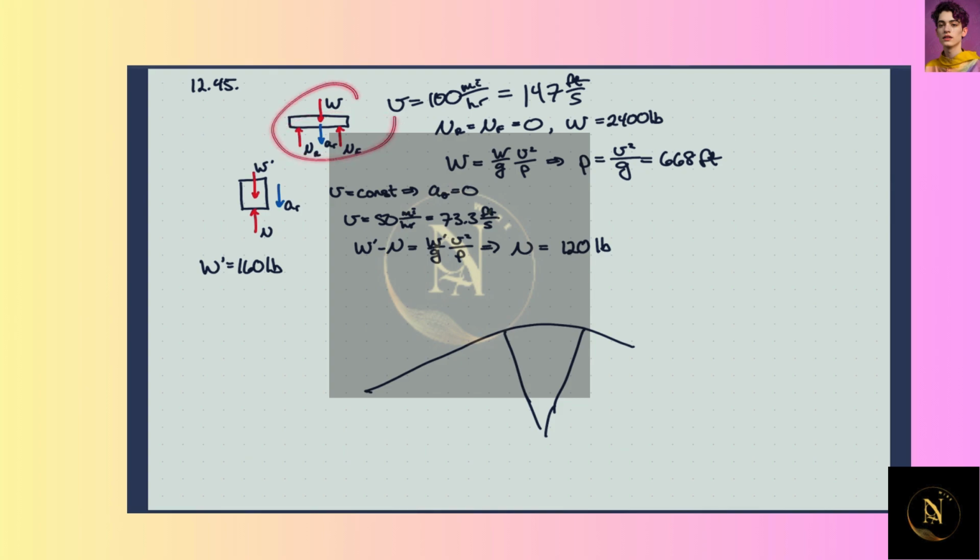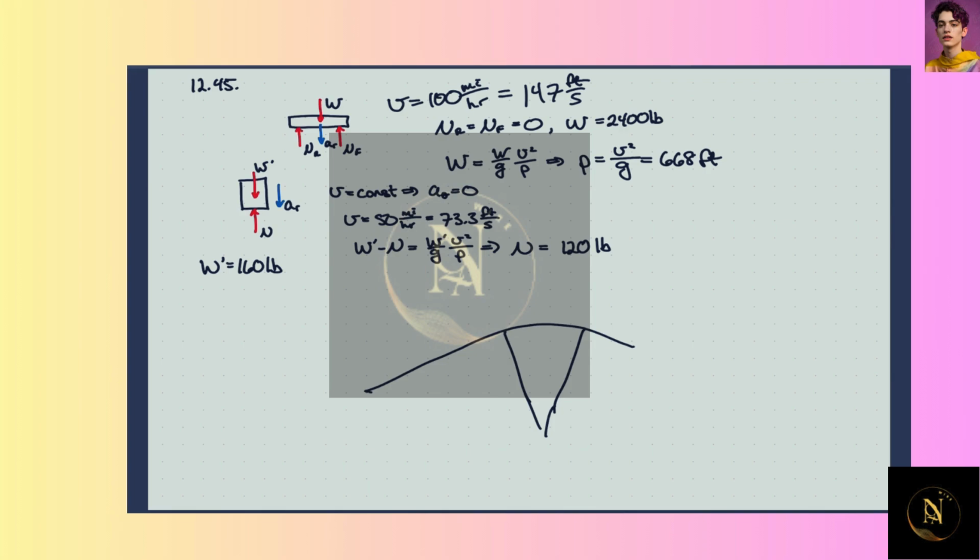If we draw a free body diagram of the vehicle at the crest, where it's just horizontal, you have the weight and the normal force. The normal force is 0, so the weight has to equal the mass of the vehicle times the radial acceleration, v squared over rho, which means rho equals v squared over g. Plugging in all our values and g, we get 668 feet. So that is the radius of curvature of the crest of the hill.